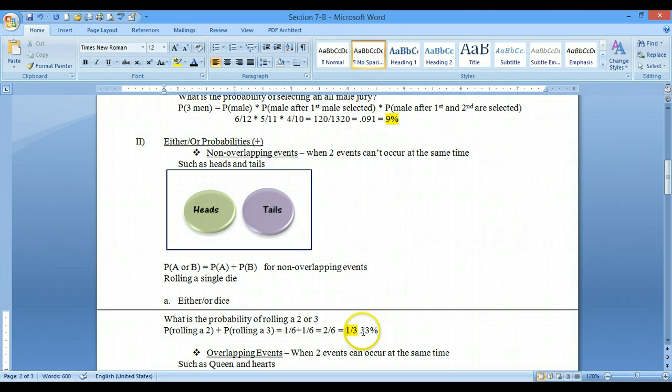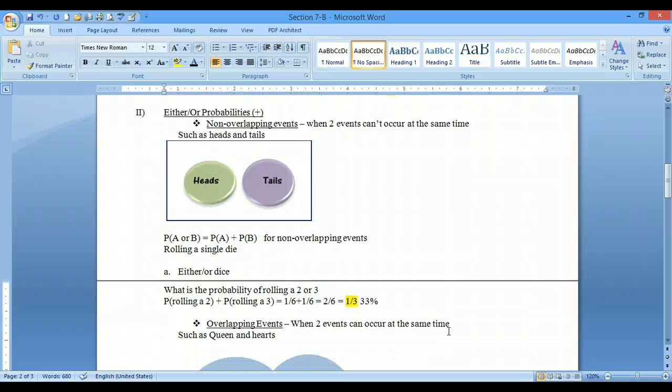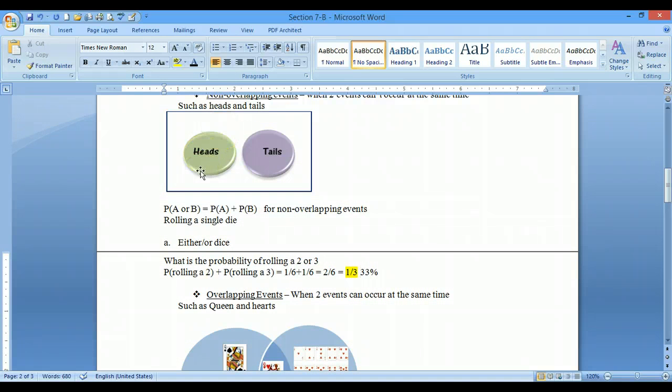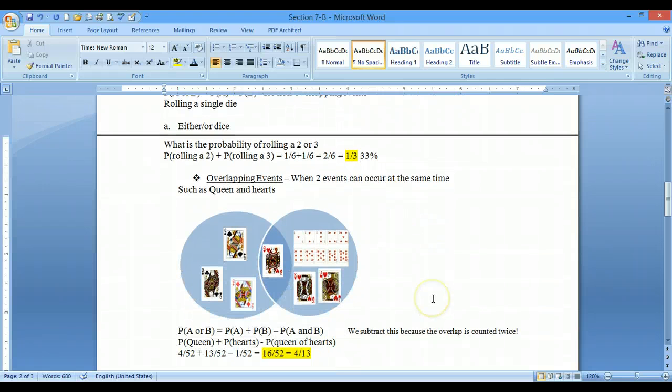Whichever one you want to write, because there's 3 different ways of writing a probability. You can write the fraction, the decimal, or the percent. Now, the next possibility for either or probabilities is overlapping events. This is when the 2 events can occur at the same time, such as drawing a queen or a heart. And it looks like this. So up here, we did a Venn diagram showing that these don't overlap. Down here, these 2 do, because I have one card that happens in both categories, the queen and the hearts.